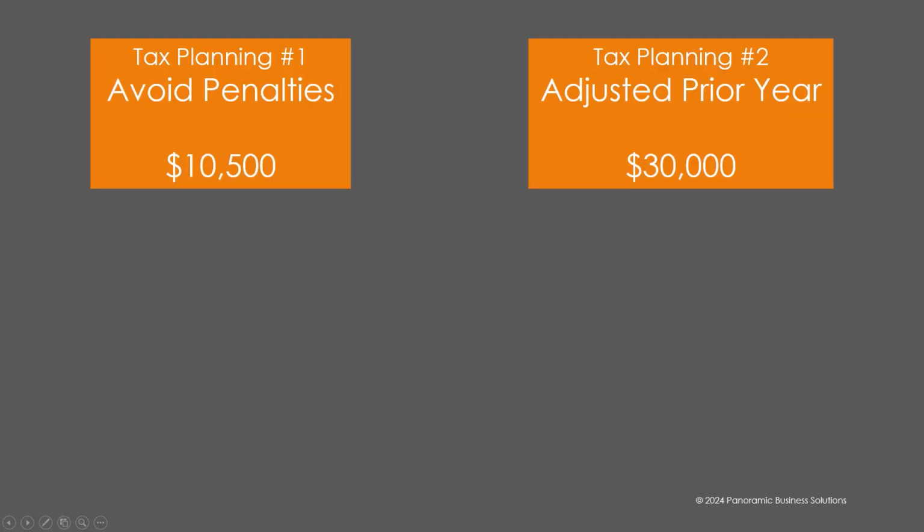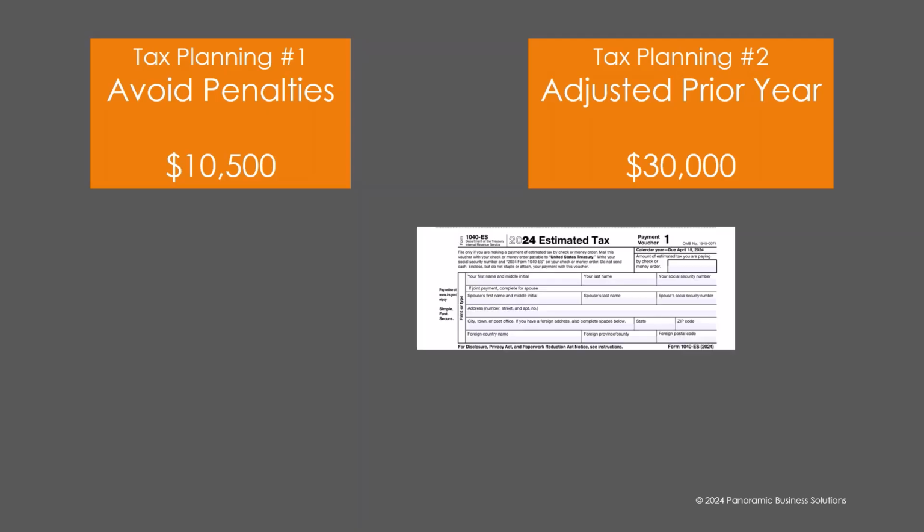Now look at the difference. Tax planning level 1, just to avoid penalties, you're told you need to pay $10,500. But based on the information that's already available, we know that $10,500 is not true. You're really going to owe at least $30,000. This is where tax surprises happen all the time. Now, the good thing is you could still pay the minimum $10,500 through the estimated tax process, but you can plan for it and save that additional $19,500, so that way you're reducing those financial surprises.